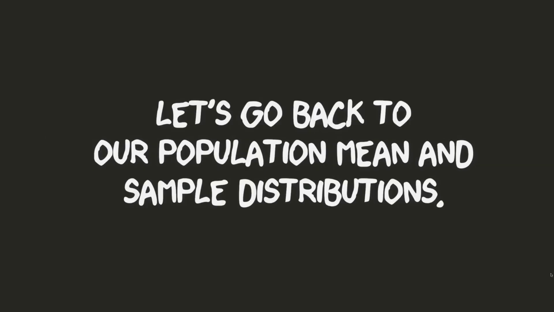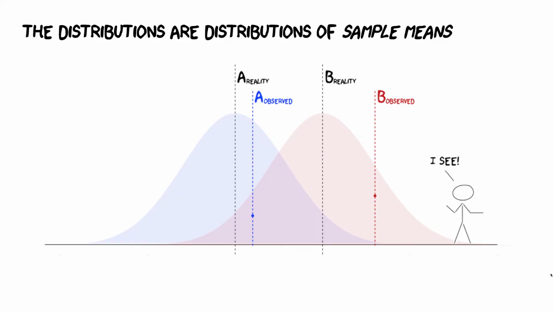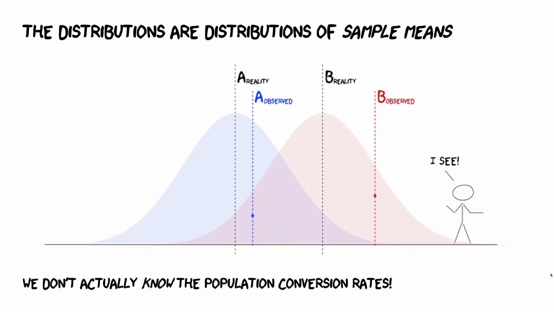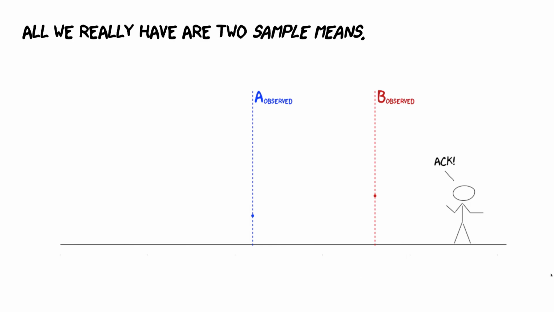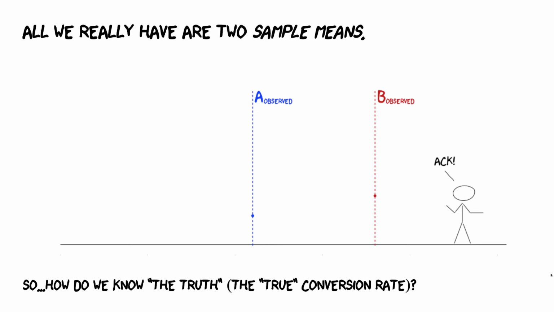So let's go back to our population mean and our sample distributions. Or to be a little bit more accurate, they're actually distributions of sample means. And we don't actually know what the population conversion rates are, right? We don't really know what A reality and B reality, or those distributions of sample means, are. Really, all we have are the two observed values, A observed and B observed, over the period that we were running the test. So how do we actually know what the truth is, what the true conversion rate is? Well, we don't.